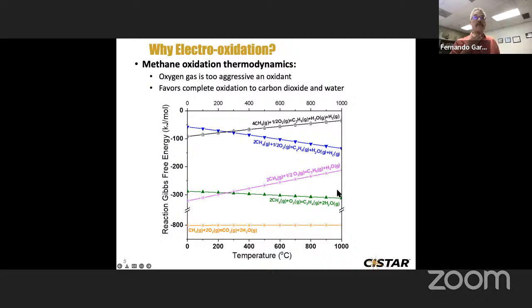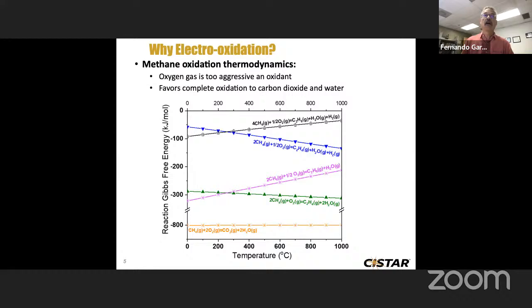Let's look a little bit at methane oxidation thermodynamics. Oxygen gas, as I mentioned before, is a very aggressive oxidant, and it favors complete oxidation, if there's enough oxygen available, to carbon dioxide and water. And not plotted here, also carbon monoxide and hydrogen if you limit the oxygen stoichiometry.